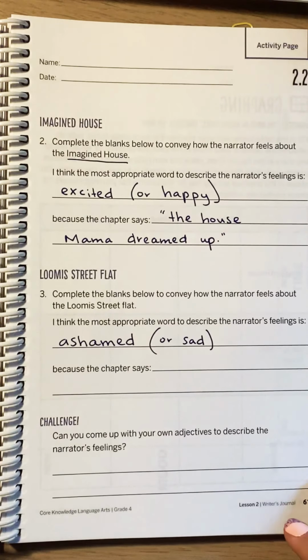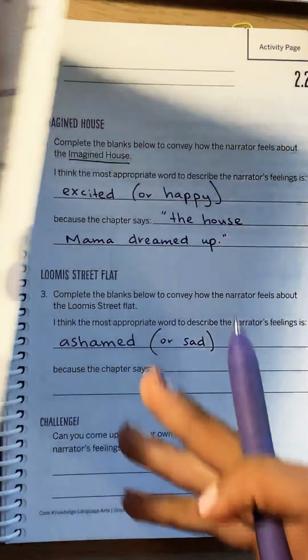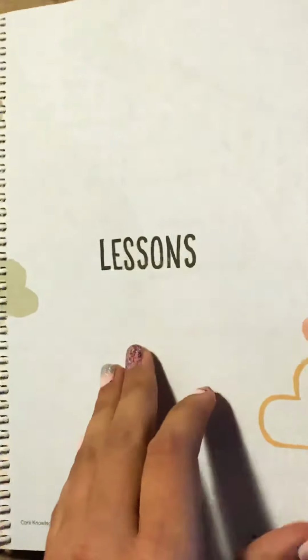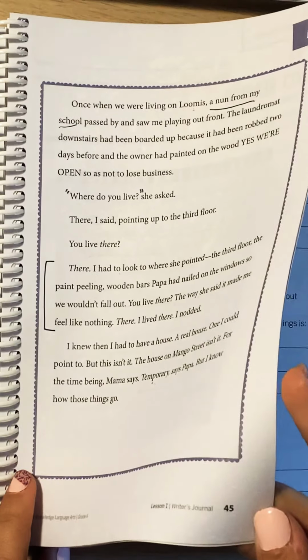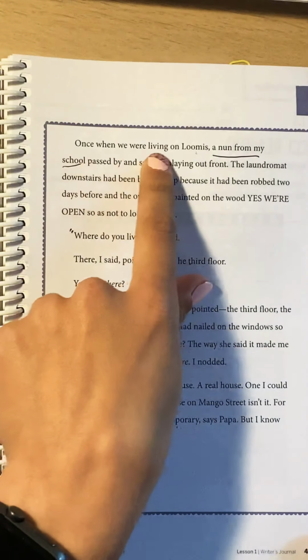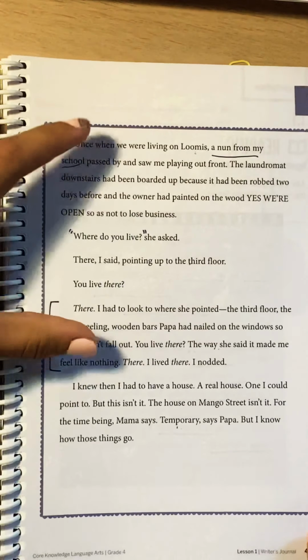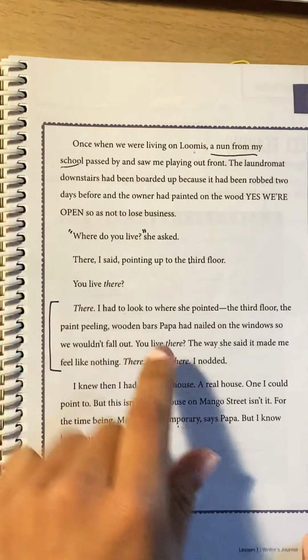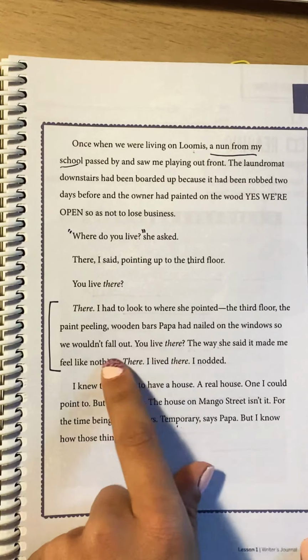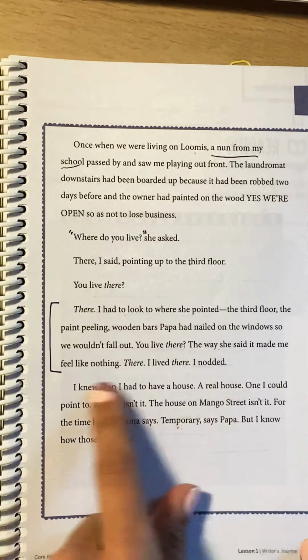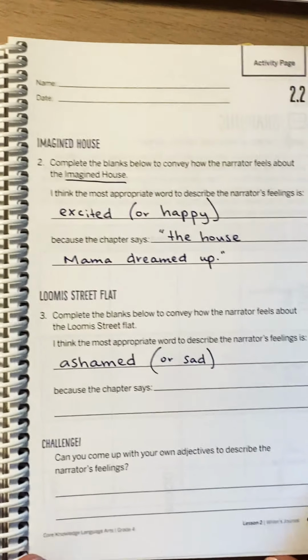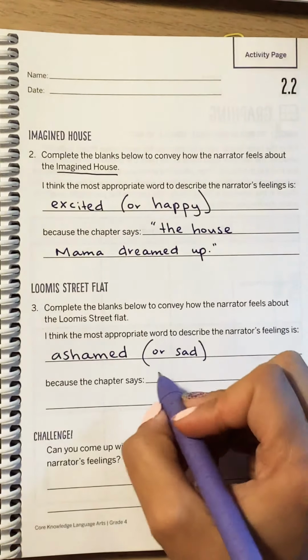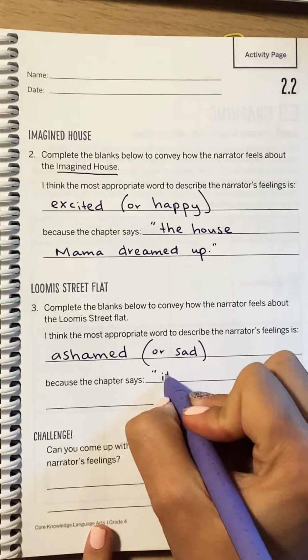So why does she feel ashamed? How do we know? Where's the evidence? Where is the text evidence? So back to that part. It was towards the end where she was talking about the Loomis Street house. So page 45. Living on Loomis. So all this is about the Loomis Street flat. "There. You live there. The way she said it made me feel like nothing." Okay, that's what I'm going to use. Because the chapter says, "it made me feel like nothing."